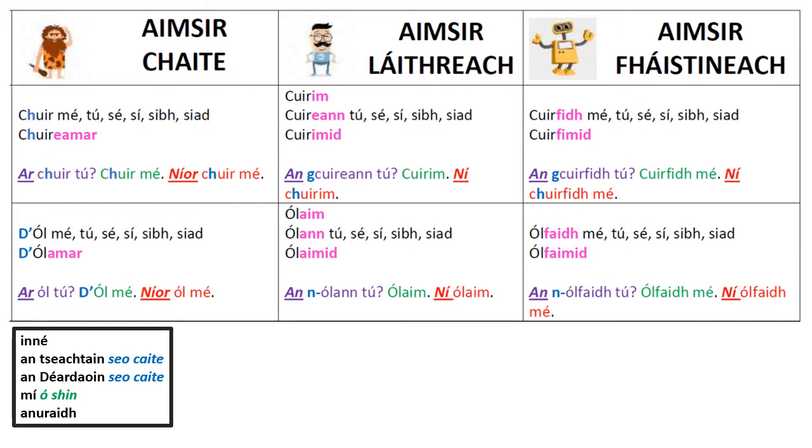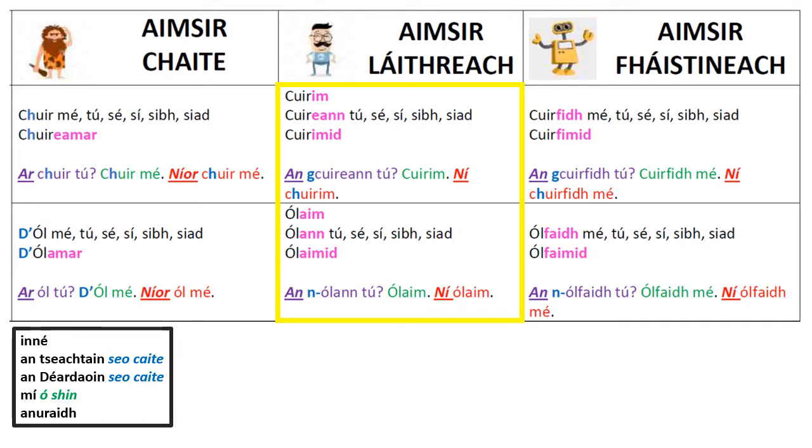Now let's have a look at our aimsire láithreach, our present tense. We don't need to ask ourselves now, are we dealing with chéad réimniú or dara réimniú? Because we already figured that out, didn't we? We said that cuir and ól are both chéad réimniú, they're both the one syllable ones. And we've also figured out already that cuir is caol and that ól is leathan, so we know that.